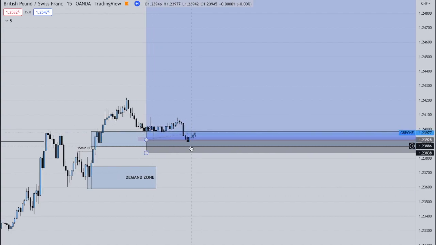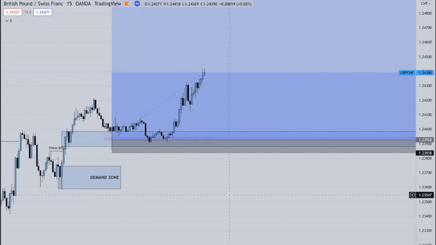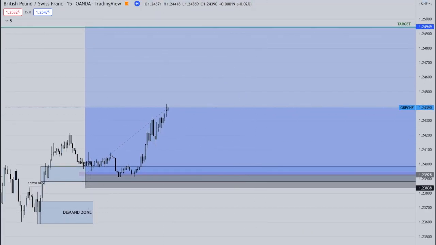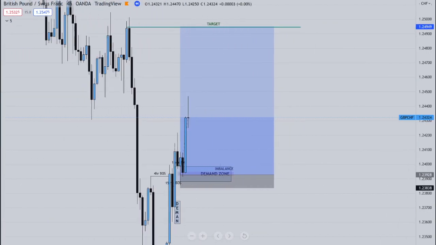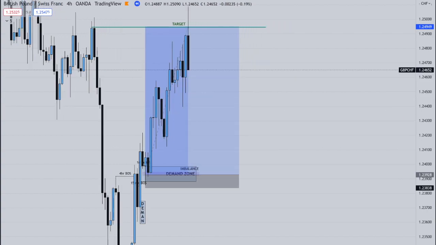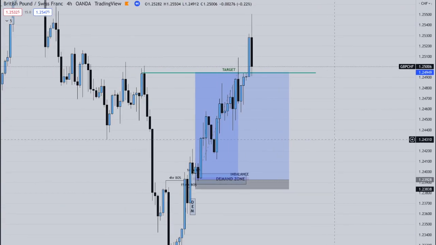There it is. Price wicks us in. Comes up. And as you can see, let's go to the 4-hour to see this play out. Once it wicked us in, it never gave us any drawback. Straight to target. And there you go.